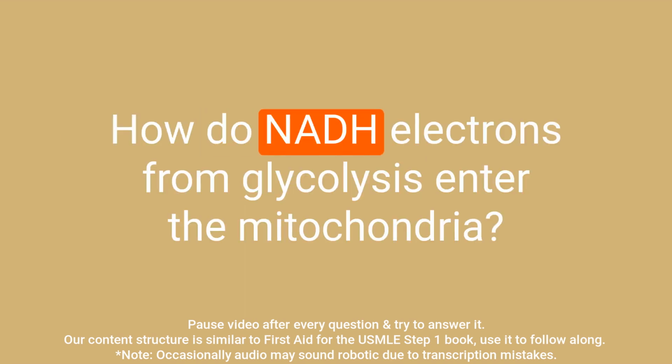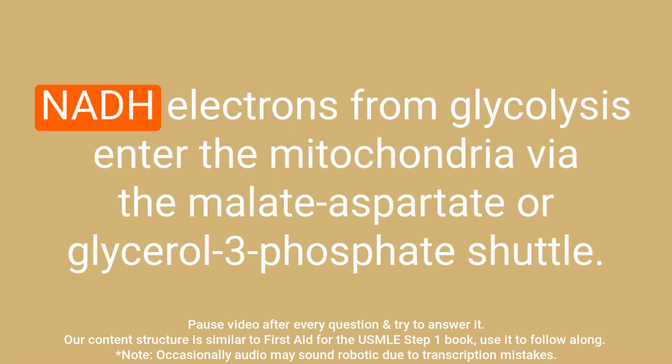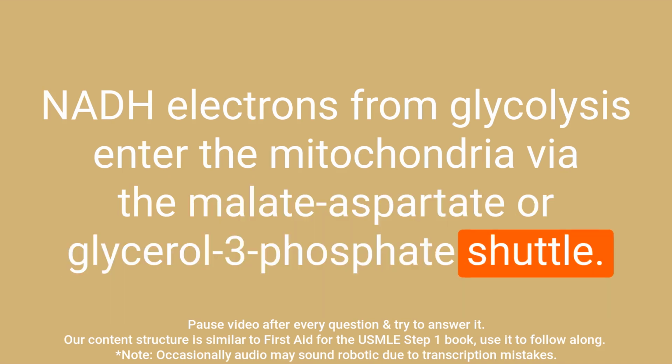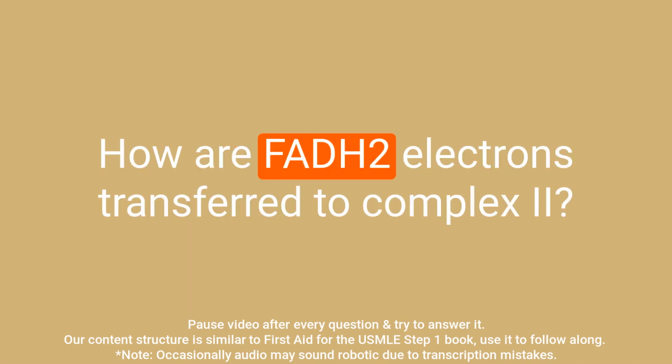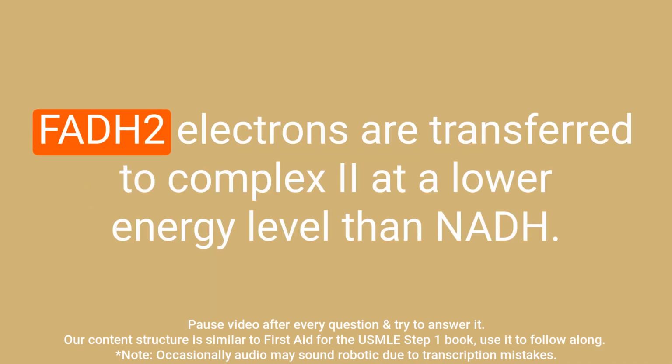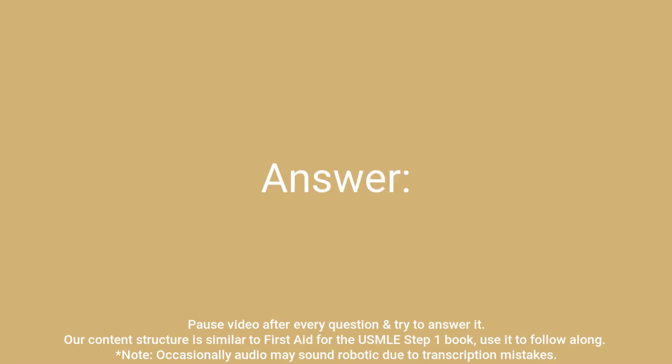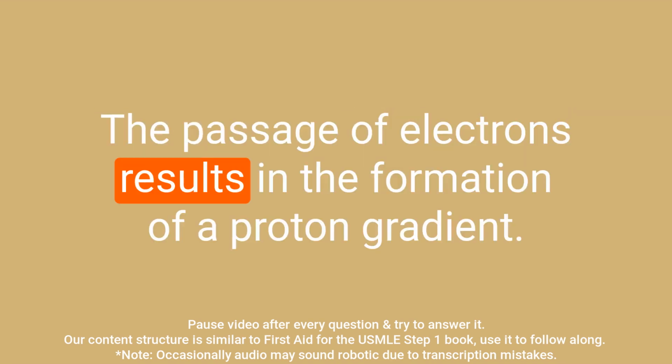Question: how do NADH electrons from glycolysis enter the mitochondria? Answer: NADH electrons from glycolysis enter the mitochondria via the malate-aspartate or glycerol 3-phosphate shuttle. Question: how are FADH2 electrons transferred to complex 2? Answer: FADH2 electrons are transferred to complex 2 at a lower energy level than NADH. Question: what is the result of the passage of electrons? Answer: the passage of electrons results in the formation of a proton gradient.